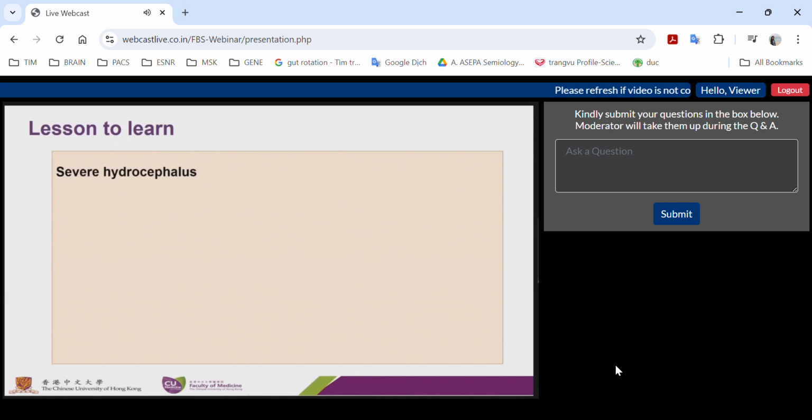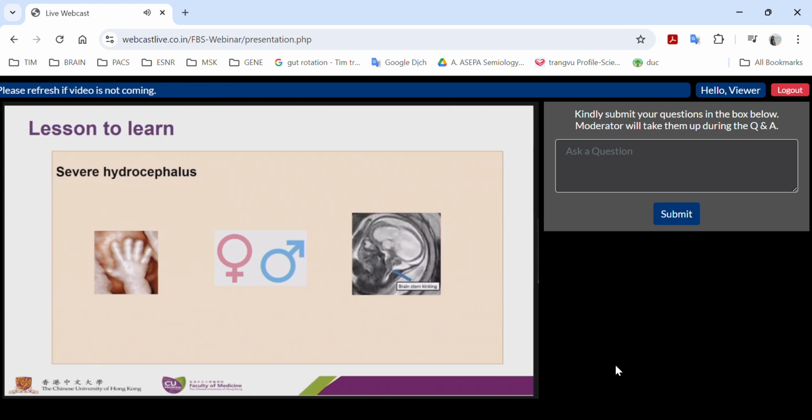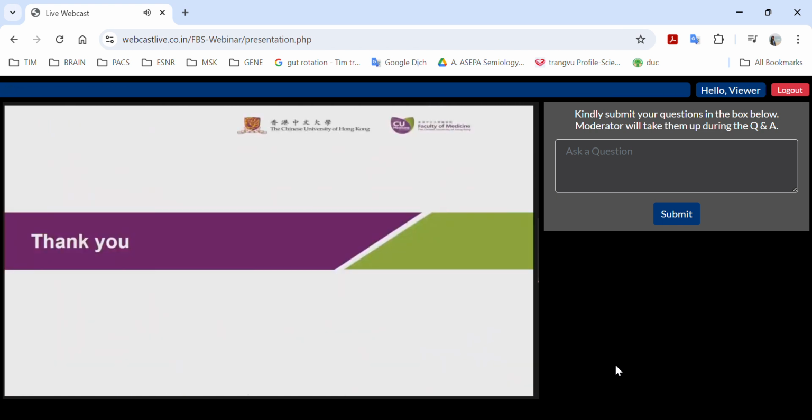So the lesson to learn from this case is that in the case of severe hydrocephalus, besides looking at the hands and gender to exclude L1CAM syndrome, we also have to pay attention to the brainstem, which could guide you to the diagnosis. Thank you for your attention.